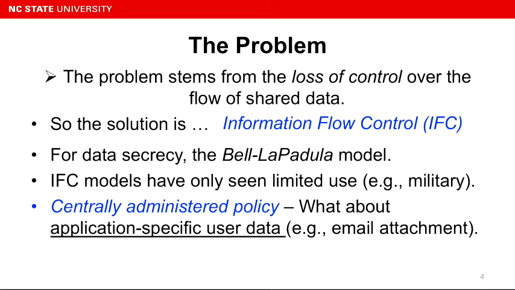Now, information flow control has been around for over four decades, but it has seen very limited use in commodity operating systems. One of the reasons for this is that most information flow control models require a centrally administered policy. What this essentially means is that a system administrator sets the policy for system subjects and objects. While this is reasonable to assume for system data, what about application-specific data like email attachments, notes, and messages? A system administrator cannot be expected to reason about third-party applications like email, Gmail, and WhatsApp, let alone the secrecy policy for the data.